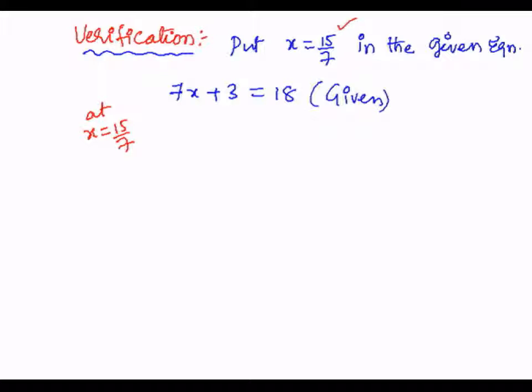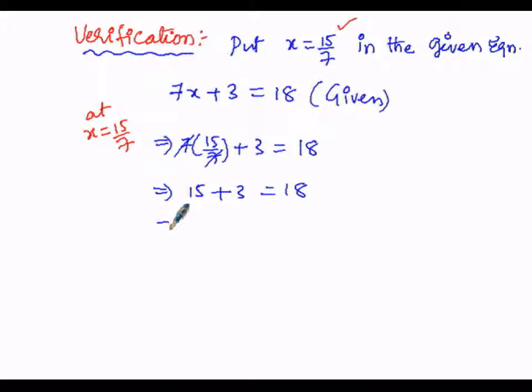So here the left hand side will be 7 into x value replaced by 15 by 7 plus 3 copied as it is, equals the right hand side 18 as it is. The denominator 7 and the numerator 7 get cancelled because the symbol in between is multiplication. Then 15 is left over in the numerator plus 3 equals 18. That implies 15 plus 3 is 18 on the LHS and 18 is on the RHS. The condition is true because 18 and 18 are equal. Since the condition is true, hence it is verified.